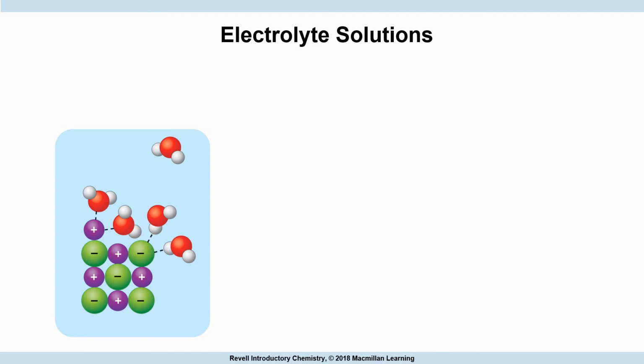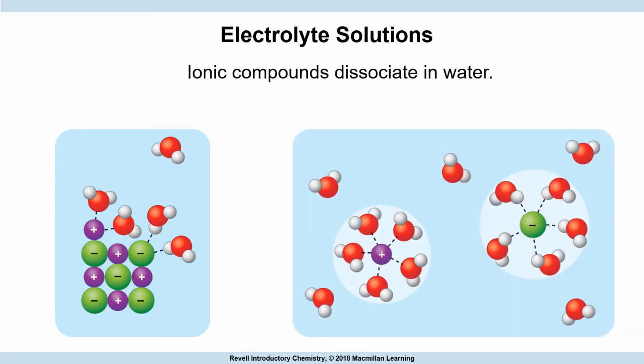Okay, electrolyte. You're familiar with the word, electrolyte solution. We have those electrolytes in our sport drinks. We know it's very important to replace our electrolytes to stay healthy and not get cramps. And what exactly are electrolytes? Well, they're ionic compounds dissociated in water.